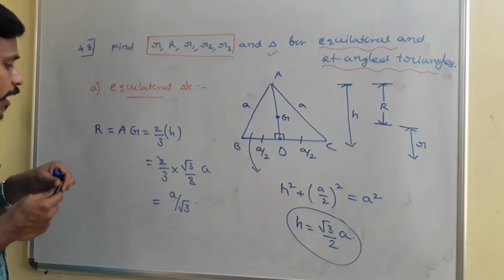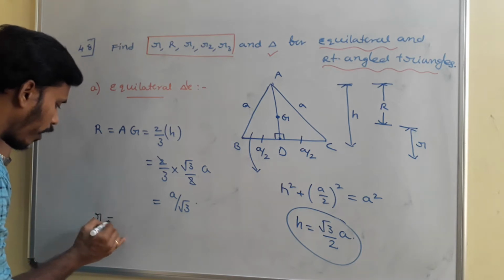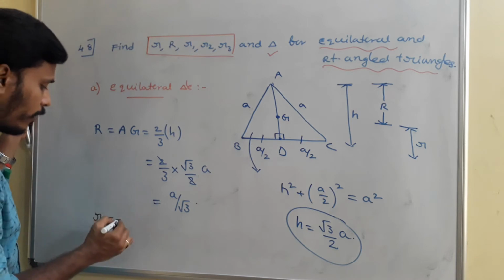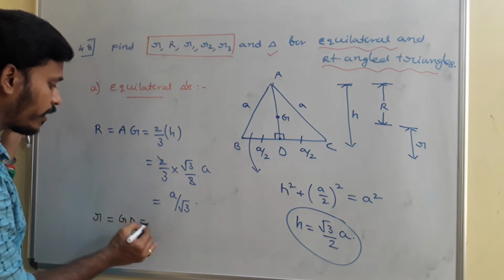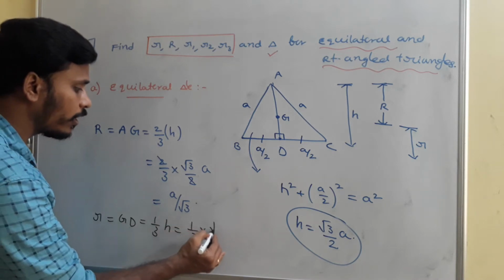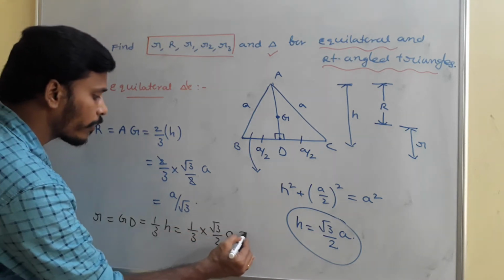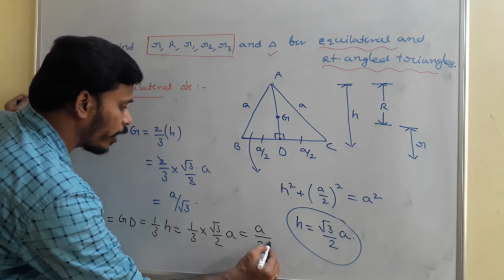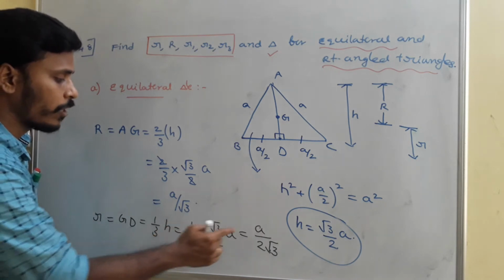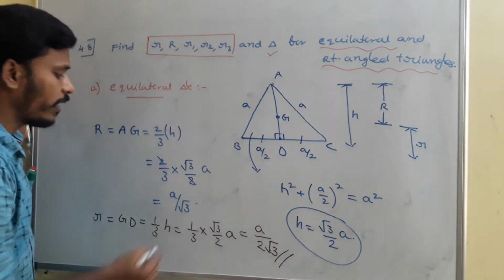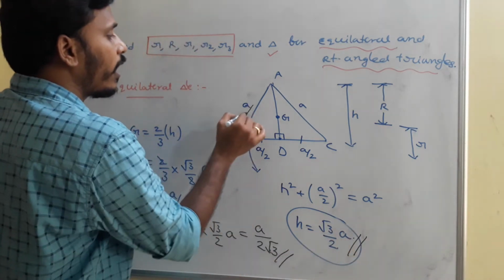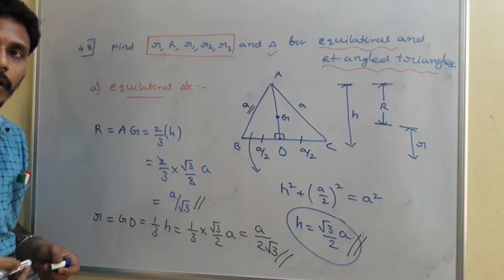After the circumradius, you need to locate the inradius, small r. Small r is simply this part, GD, and that GD is 1/3 of H. 1/3 of H means 1 by 3 into root 3 by 2 A. On simplification you will get A by 2 root 3, because this is 3 and this is root 3, so one root 3 gets cancelled. So small r is A by 2 root 3, capital R is A by root 3, height is root 3 by 2 A, and A is the side of the triangle. Is it clear? Just have a look.